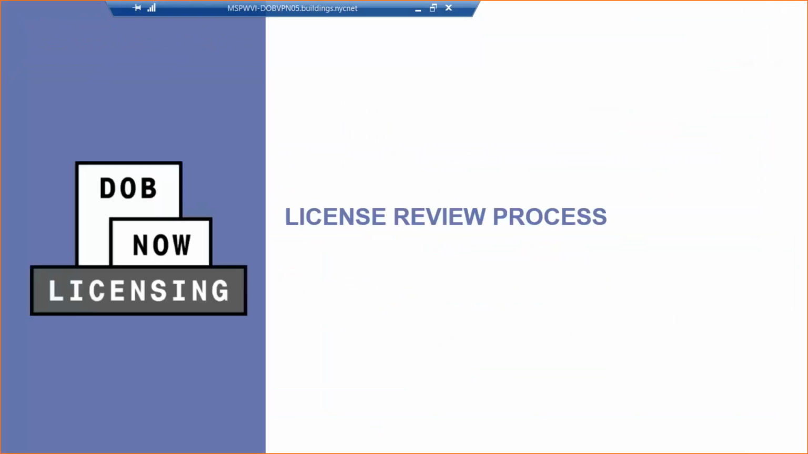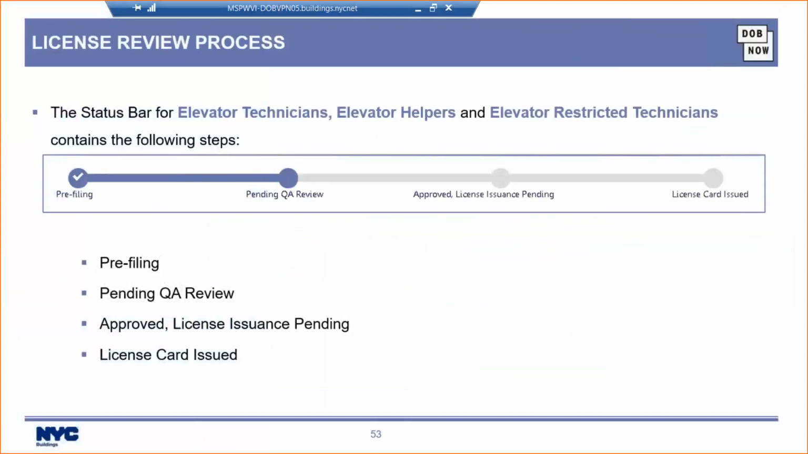Here we go. License review process. So this is the license review process. And we're talking about the license review process again today for elevator technicians, elevator helpers, and elevator restricted technicians. And they contain the following steps. First, we have our pre-filing. Then we have pending QA review. Then we have approved license issuance pending. And then the license card gets issued.